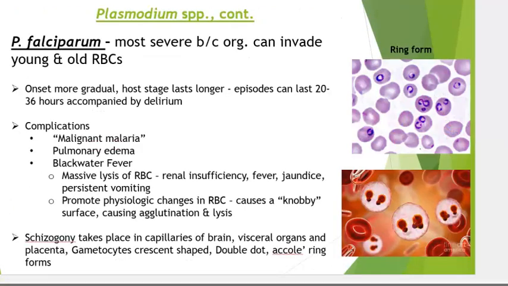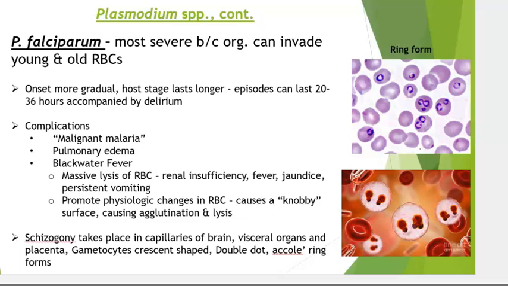Plasmodium falciparum ends up being the most severe because the organisms can invade our young and our old cells. Remember, our red blood cells live 120 days plus or minus 10 days. The onset of this particular species is more gradual, but the host stage lasts longer. Episodes can last 20 to 36 hours, and it can be accompanied by delirium of the patient. Complications are known as malignant malaria.